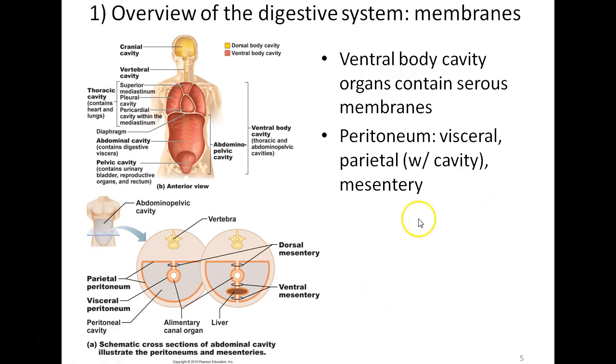The first one that we're going to see is called the parietal peritoneum. This is the serous membrane that lines the inside surface of the body wall of the abdominal cavity. Next to this parietal peritoneum, we see a visceral peritoneum. This is also a serous membrane, and it lines the surface of the internal organs of the abdominal cavity. And we then create what's called a peritoneal cavity. This peritoneal cavity is located between the parietal peritoneum and the visceral peritoneum.